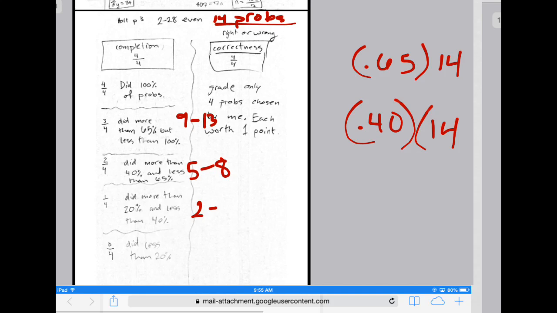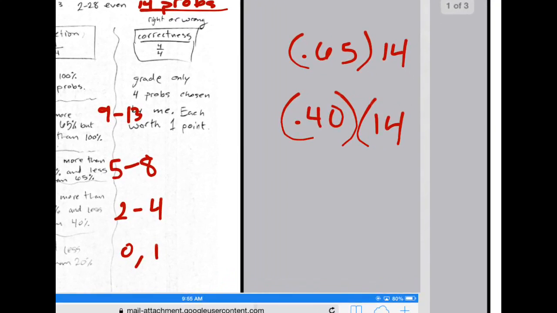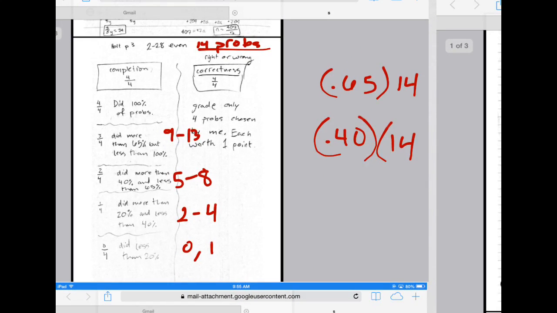2 to 4 problems, right? Because 5 is 2 out of 4. And then that's 1 out of 4. And then did less than 20%, so they did 0 or 1 problem. That would be a 0 out of 4. So there you go. That's the distribution for completion. You're just counting the problems, so that should be quick.